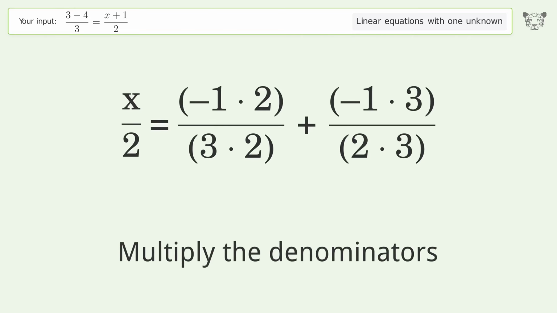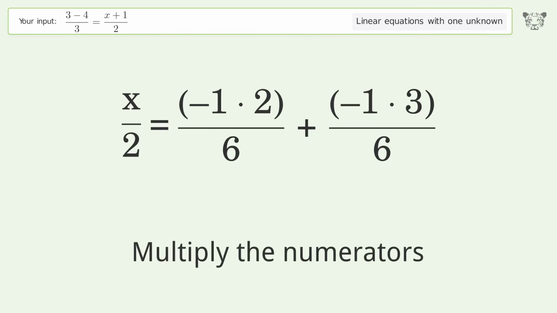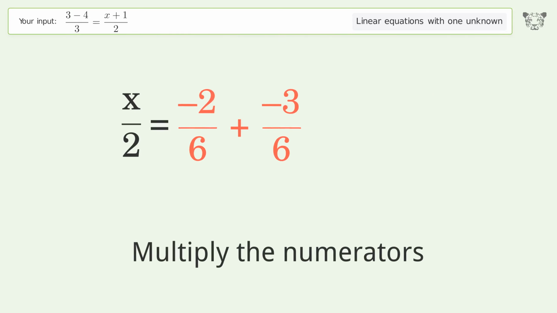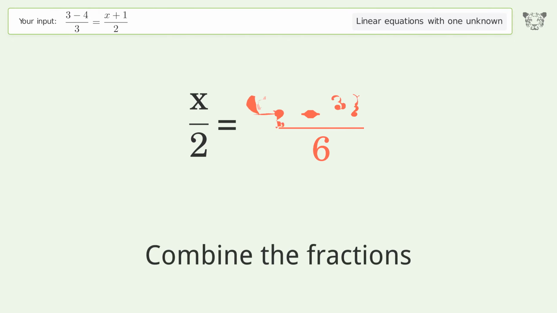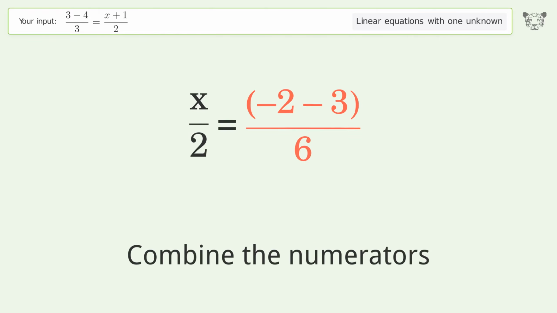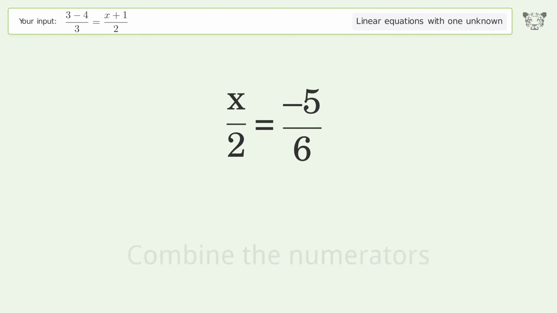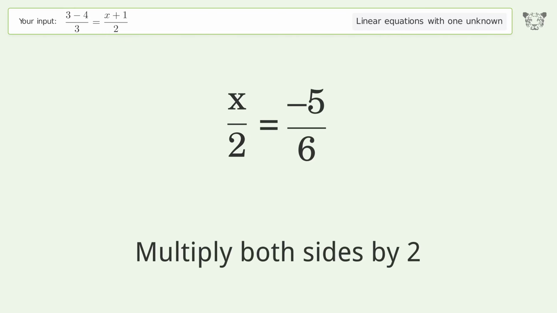Multiply the denominators. Multiply the numerators. Combine the fractions. Combine the numerators. Isolate the x. Multiply both sides by 2.